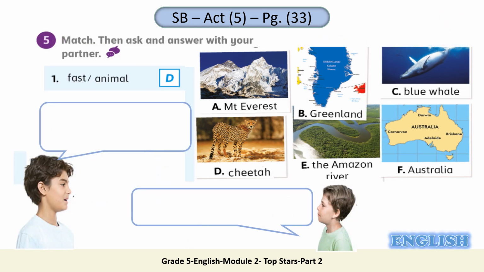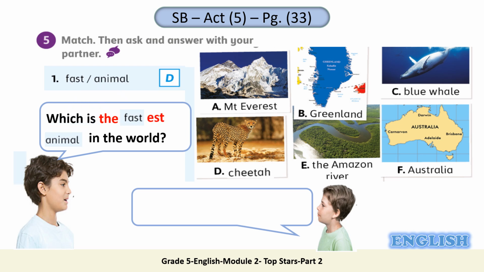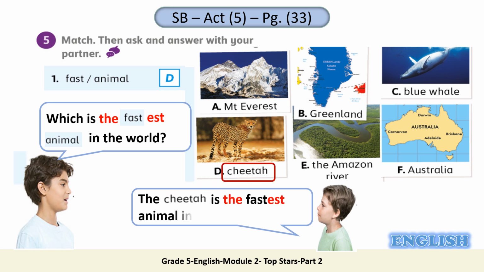After we matched the words and the pictures, it's time to ask and answer each other. I'm going to show you an example. Which is the fastest animal in the world? And the answer is, the cheetah is the fastest animal in the world. Now stop the video and work with your partner.